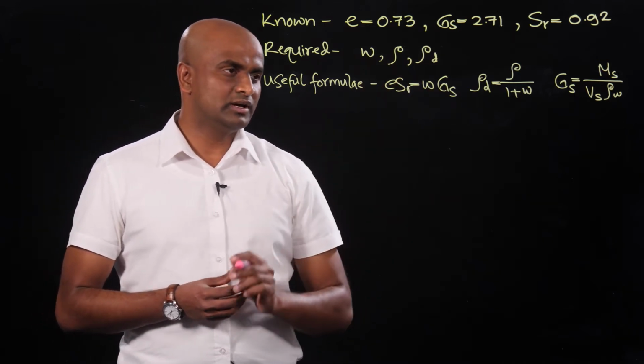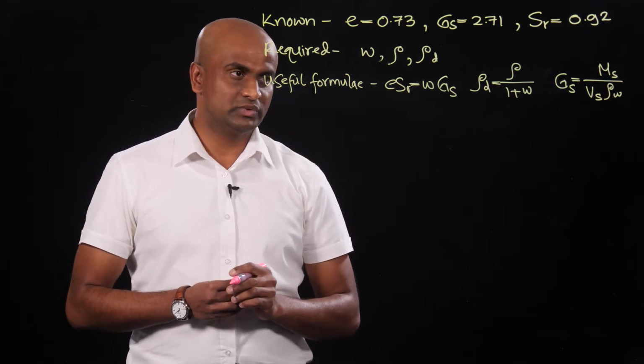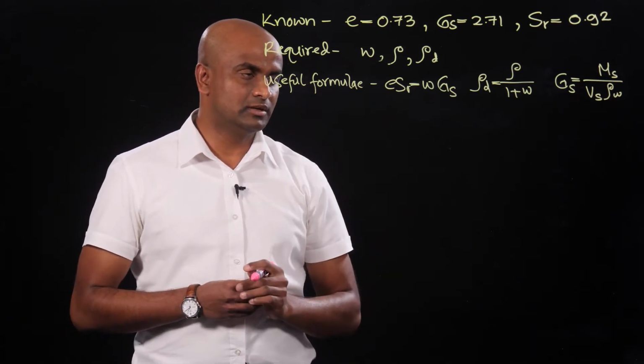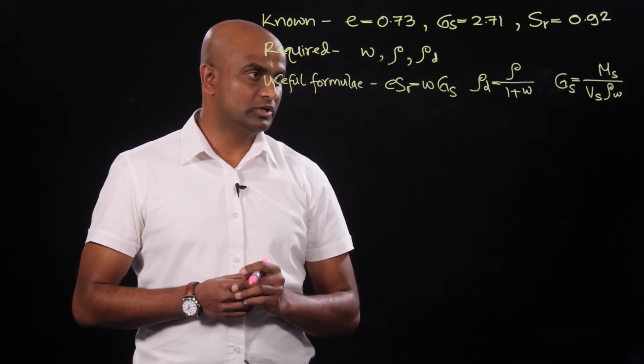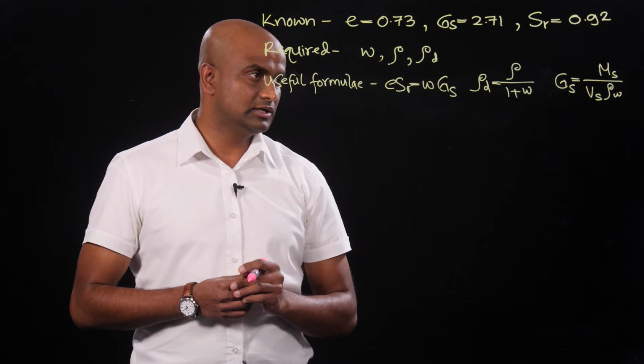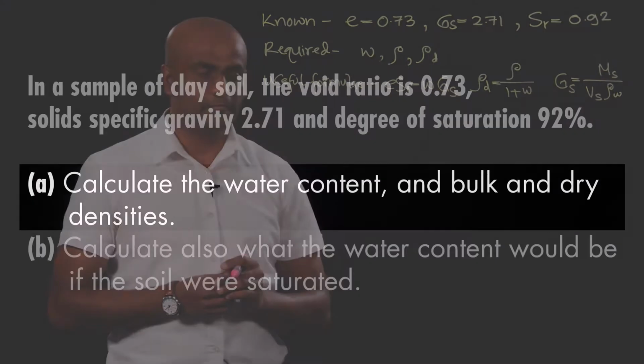The useful formulas that we will need to work out this question are: e S_r equals w G_s, and dry density rho_d equals rho divided by 1 plus water content, and G_s equals M_s divided by V_s times rho_w.